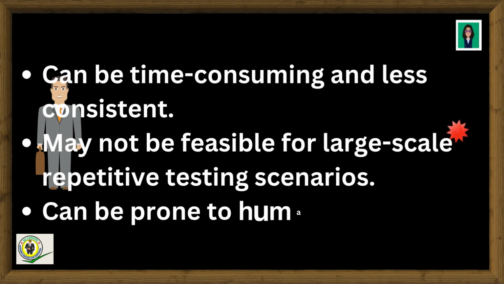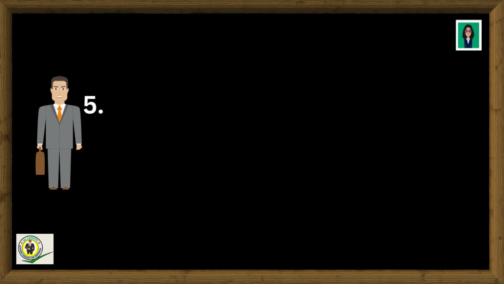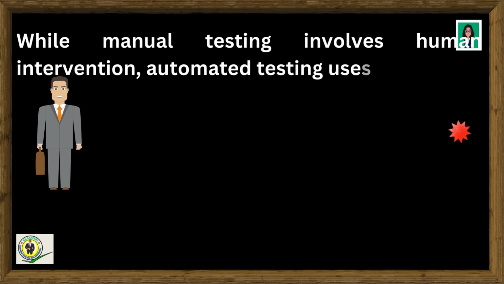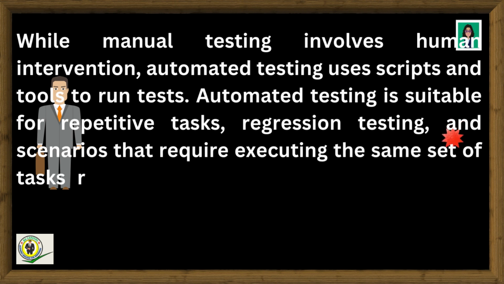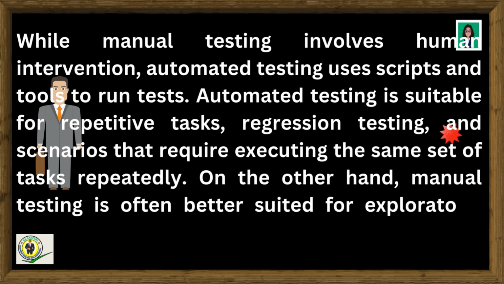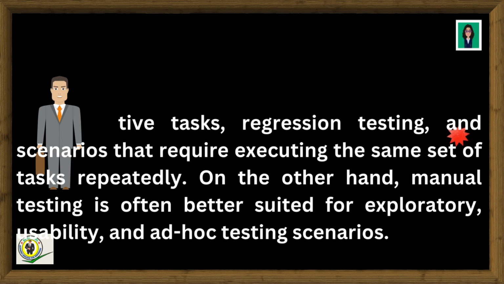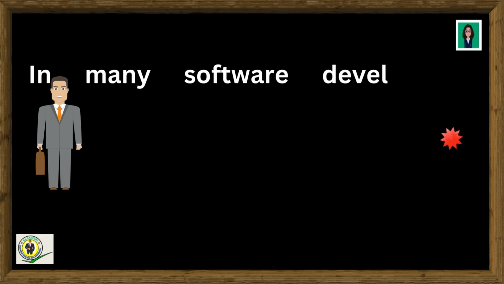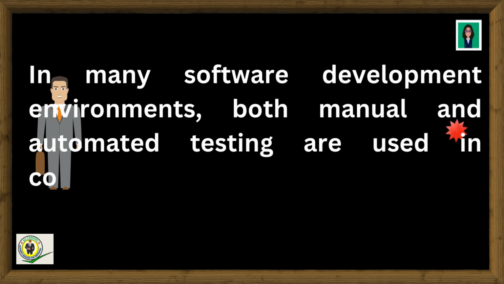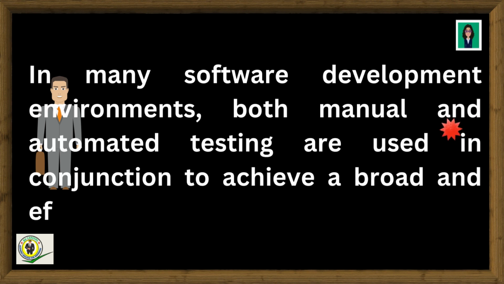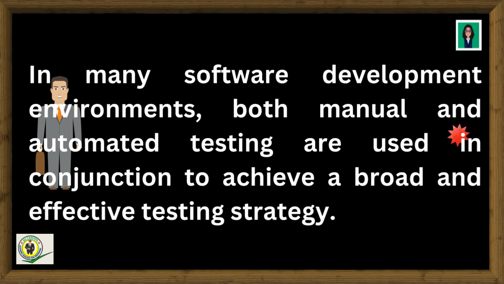Comparison with automated testing. While manual testing involves human intervention, automated testing uses scripts and tools to run tests. Automated testing is suitable for repetitive tasks, regression testing, and scenarios that require executing the same set of tasks repeatedly. On the other hand, manual testing is often better suited for exploratory, usability, and ad hoc testing scenarios. In many software development environments, both manual and automated testing are used in conjunction to achieve a broad and effective testing strategy.